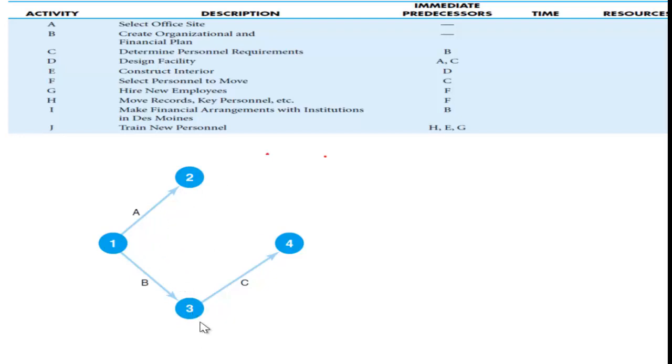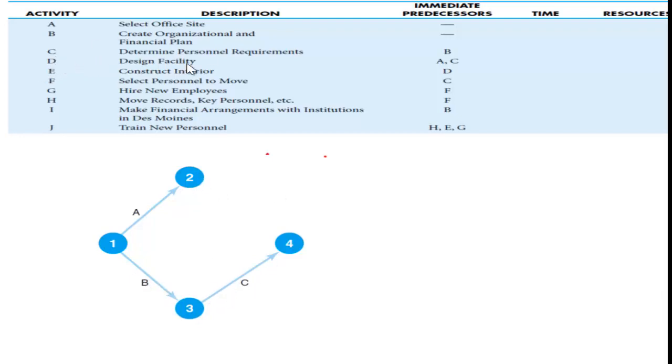Now these numbers 1, 2, 3 are arbitrary. You can write anything and you can change them later, because sometimes if it is a dummy activity we have to change them. And then when I say C, C is an activity which determines personnel requirements. Its predecessor is B. That means C has to start from node 3 because B ends there. It cannot start from 2. So we have to see what the predecessor is.